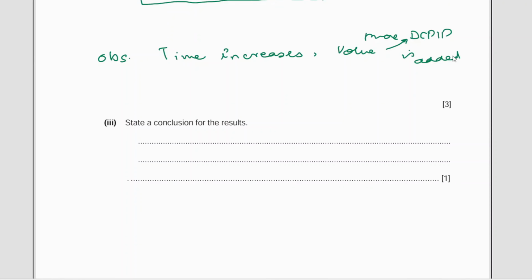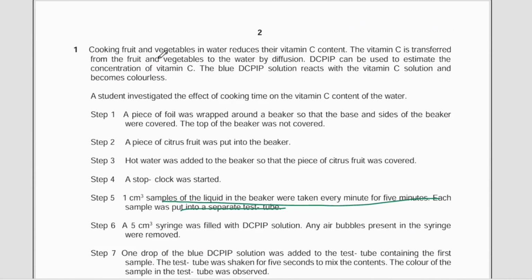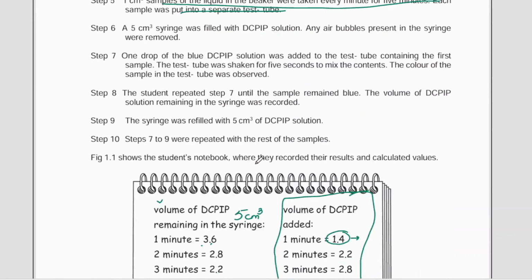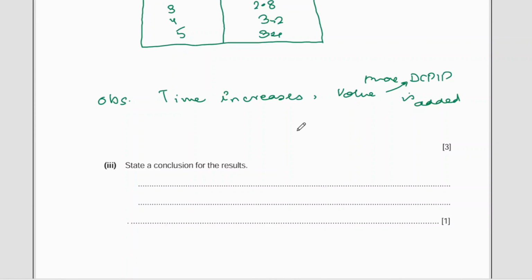Okay. So from what point have we started? We started from cooking fruits and vegetables. That's why we have added hot water, right? So we have to relate it with that. That would be your conclusion.